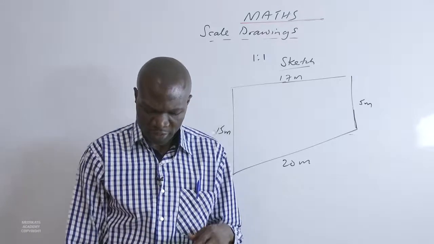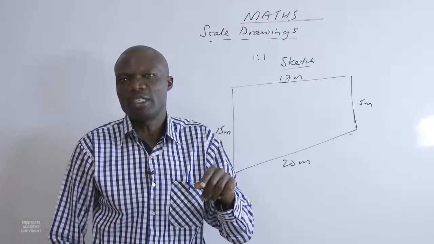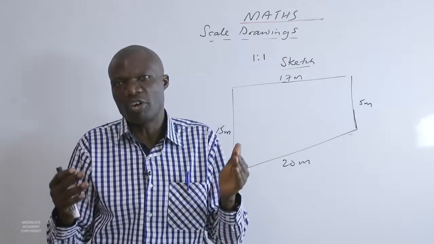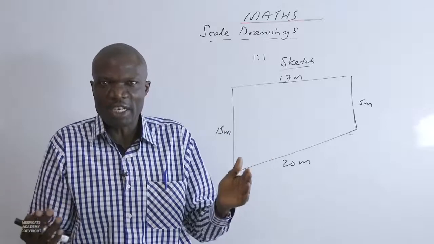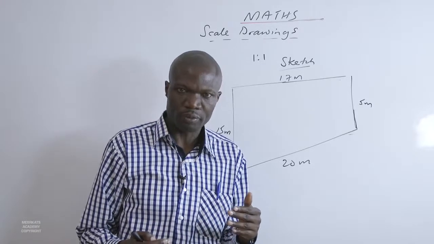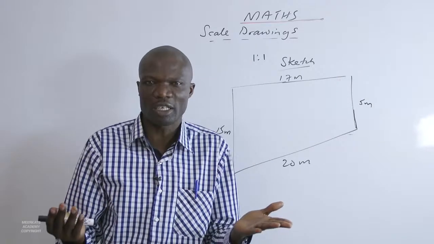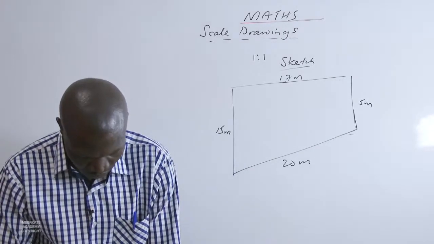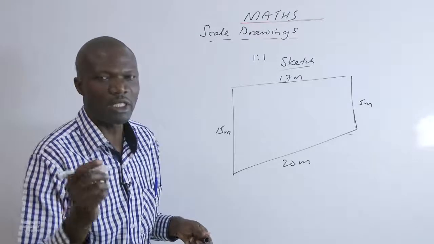So in scale drawing, a scale drawing has exactly the same shape as the original object. The only difference is that the dimension size has been scaled down or reduced. And if the actual object was tiny, it has been scaled up or increased to a certain ratio. So it is necessary in scale drawing that we indicate the ratio.